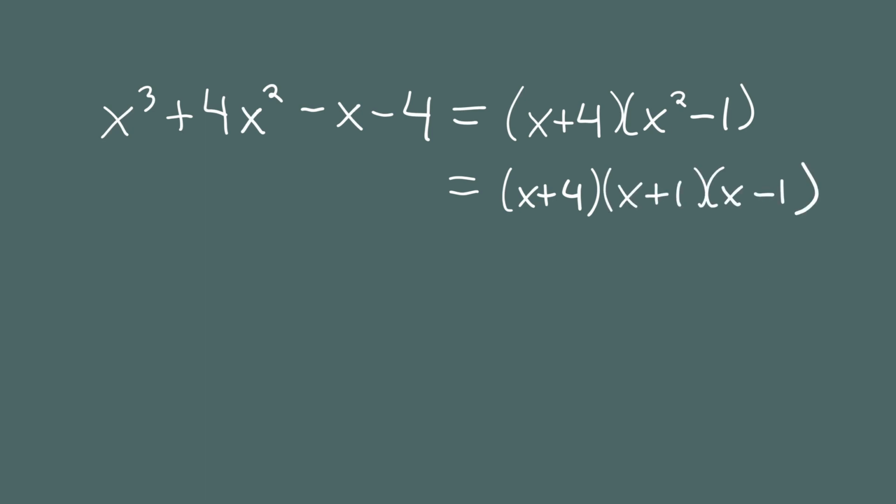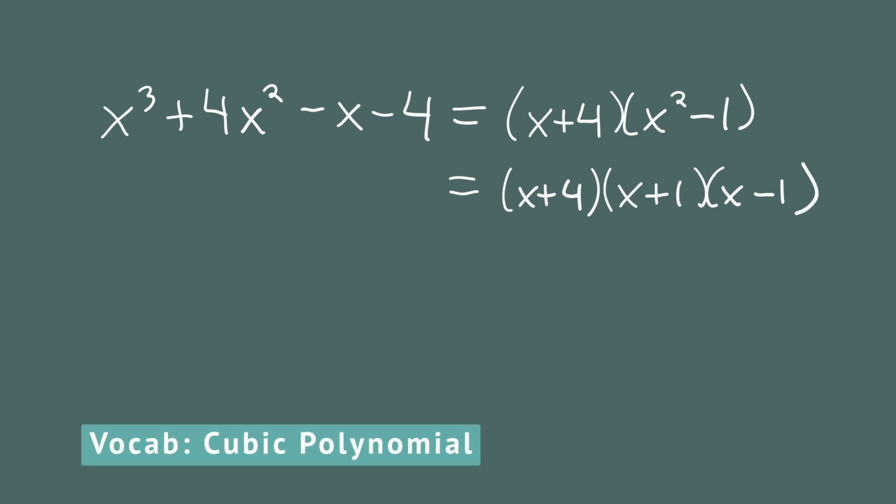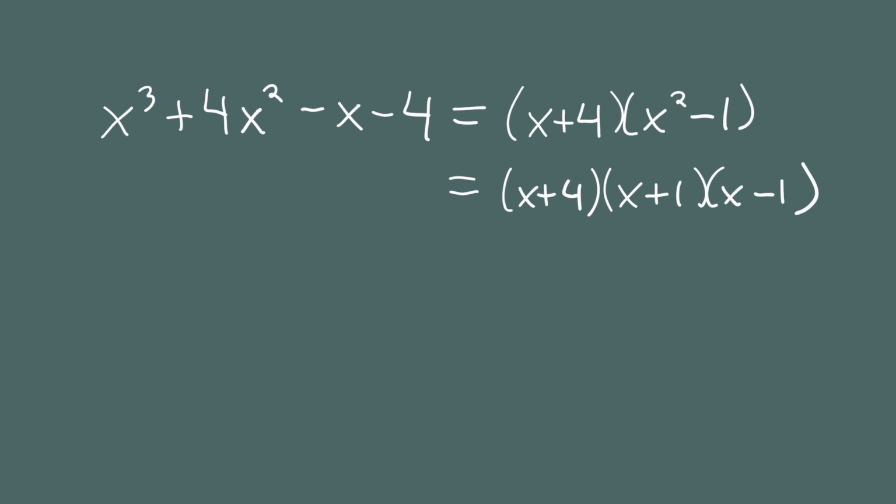So we took a polynomial of degree 3 on the left, x cubed plus 4x squared minus x minus 4. It has degree 3. The biggest exponent is 3. We call those cubic polynomials because when you think about it, a cube is three-dimensional. And we wrote it as the product of three polynomials, all of degree 1. So the idea here is that if you look at more and more complicated polynomials, you will see and learn how to factor those into products of smaller polynomials. By that I mean polynomials of smaller degree.